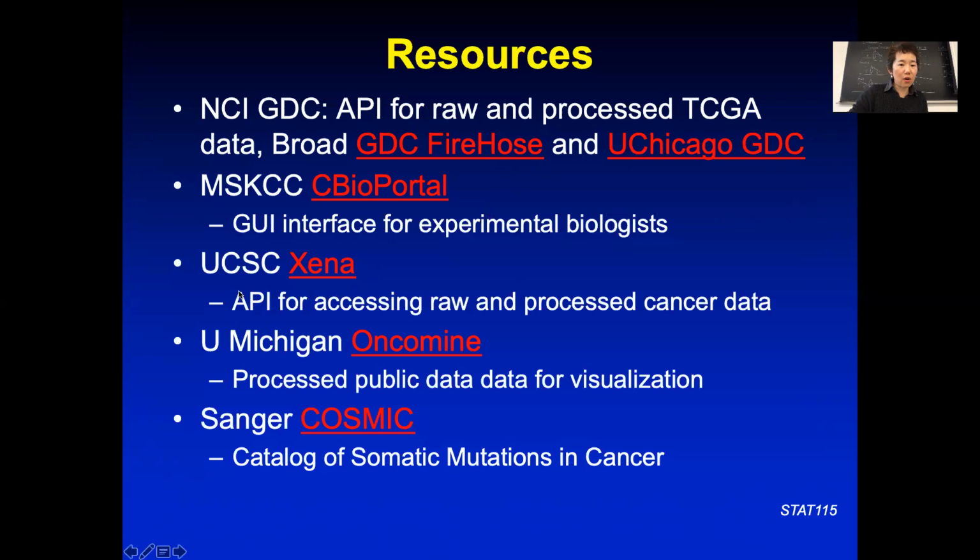UC Santa Cruz has this Xena function, which also has an API. So a GUI you have to point and click, and with an API, you can actually write a program to directly interact with it to access raw and processed cancer data. You can also use it for some analysis.